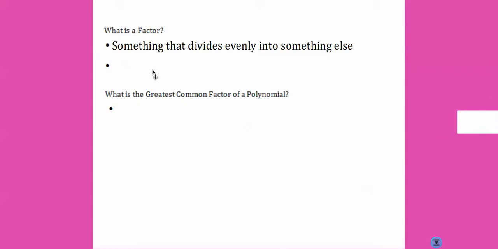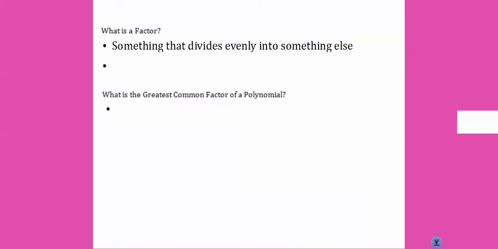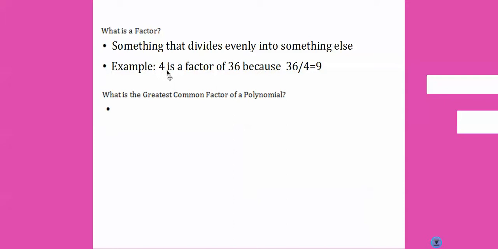For example, 4 is a factor of 36 because 36 divided by 4 equals 9. Something like 7 would not be a factor of 36 because 36 divided by 7 is a decimal.